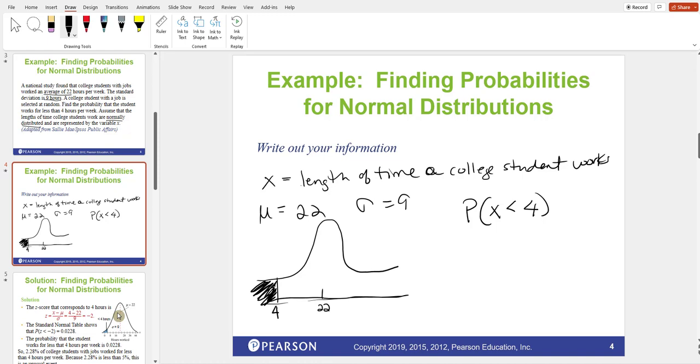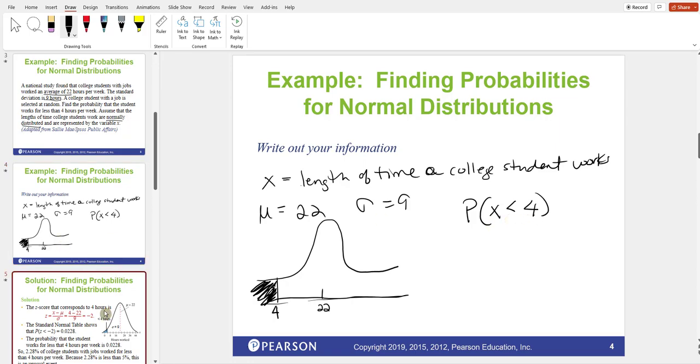Well, one way you can do this is you can use the z-table. And I talked about the z-table in my previous video when we talked about the standard normal distribution. These numbers are not z-values or z-scores. So, for example, we cannot look up 4 in the table because 4 is not in the z-table. Once again, this is an x.